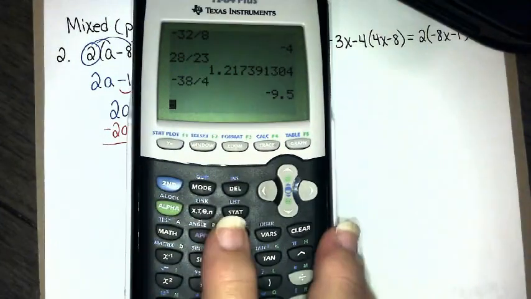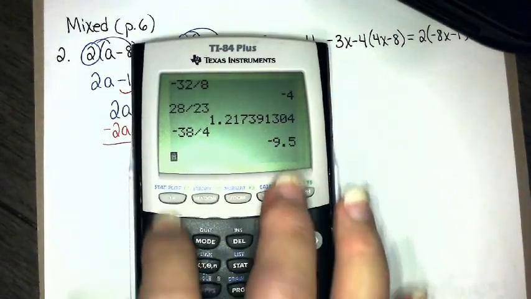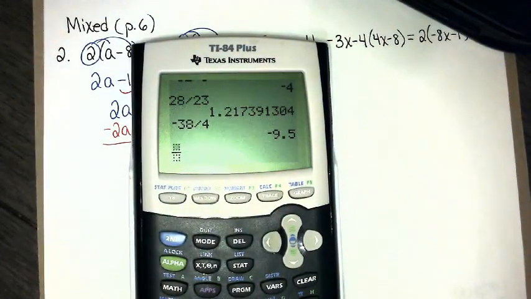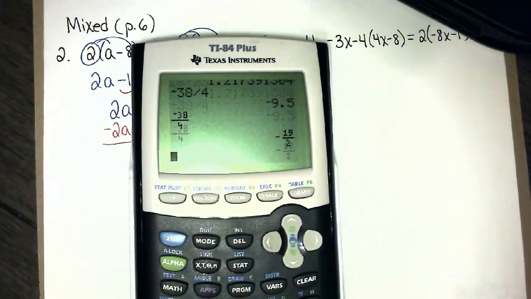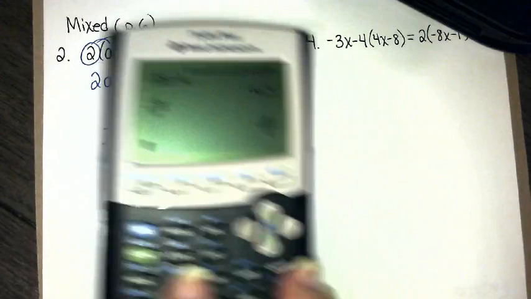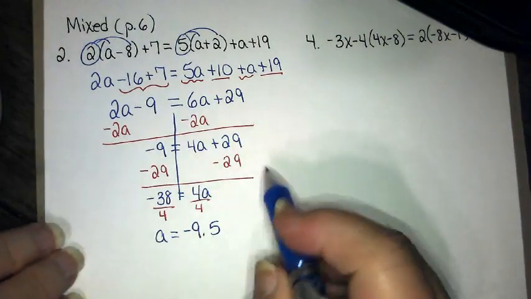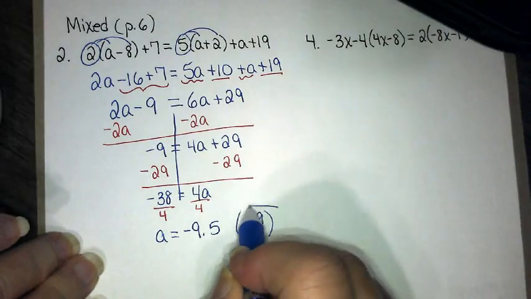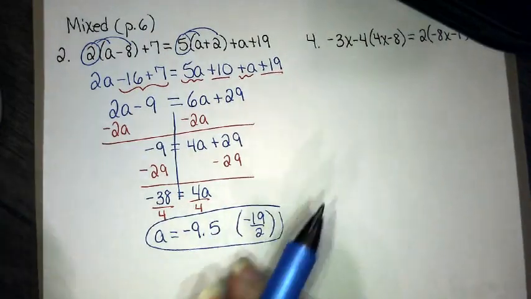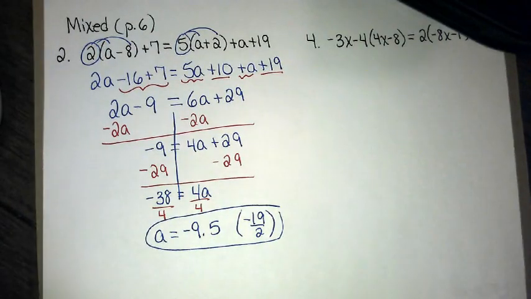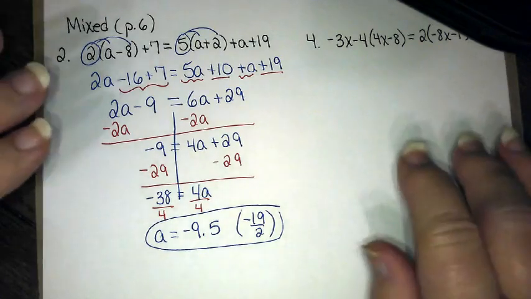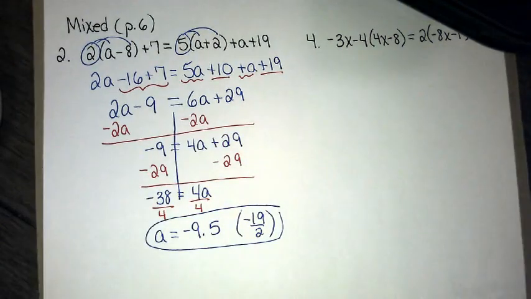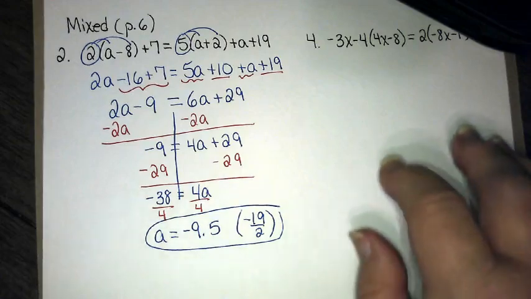Another way to do that is you could have gone alpha y equals and typed in negative 38 over 4, and the calculator would have simplified the fraction for you to negative 19 over 2. Those are the exact same answer, the exact same number, so I would accept either of those for your answer. The key to all of this is to work carefully because there's a lot of places where you could make mistakes. So just be very careful.